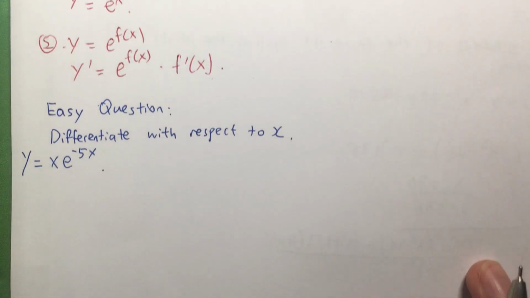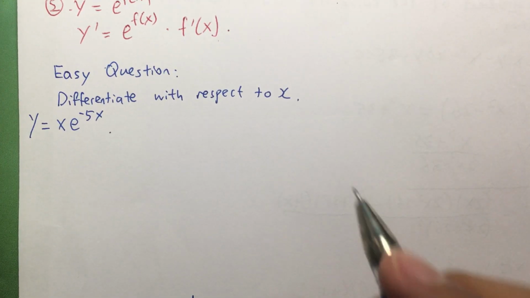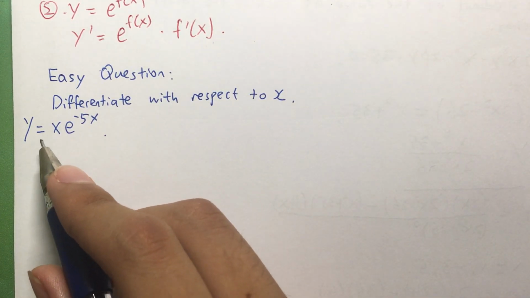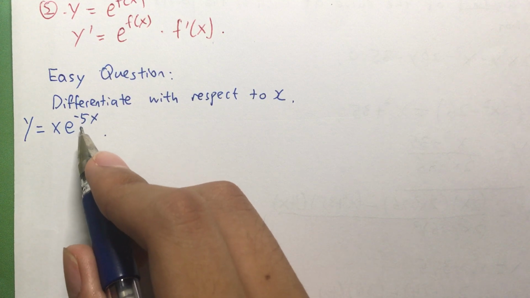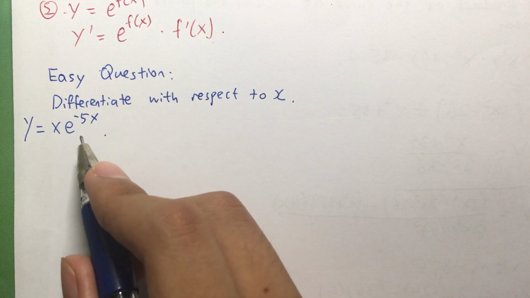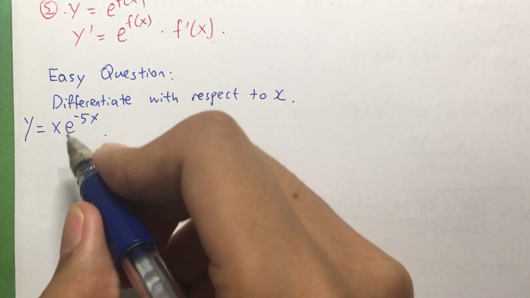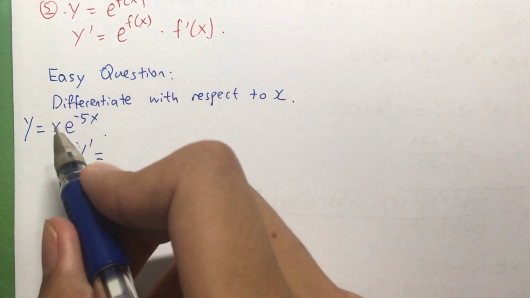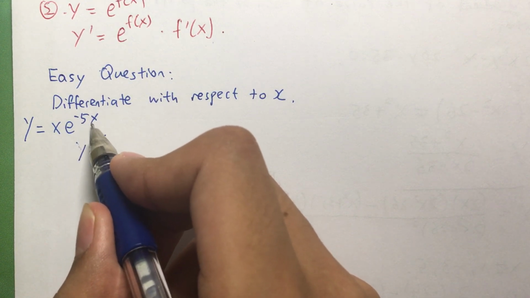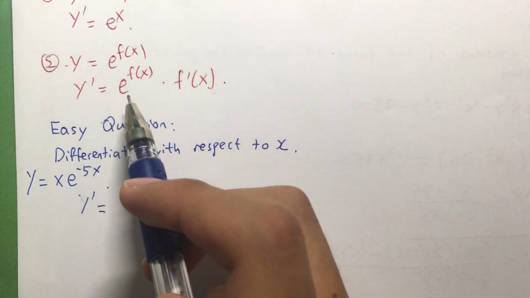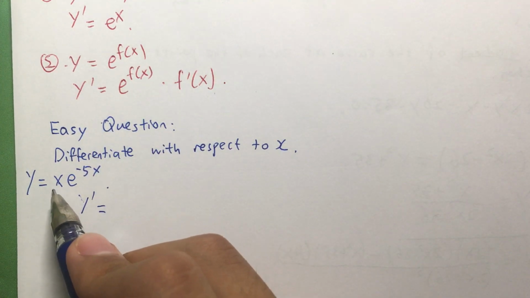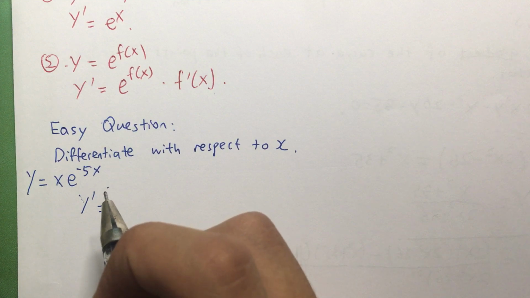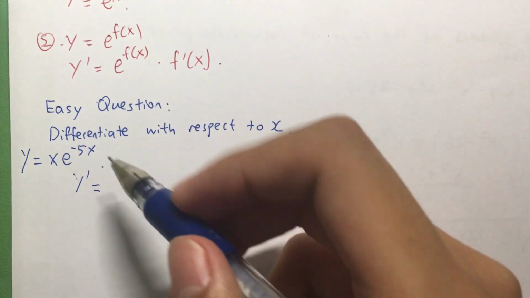So these are the two formulas. And now let's try some questions. There's a function which is y equals x times e to the power of negative 5x, and we need to differentiate this. So let's write y dash. For e to the power of negative 5x, we can use our formula. However, there is an x in front of it, so we can't just use the formula straightaway. So how do we do it?